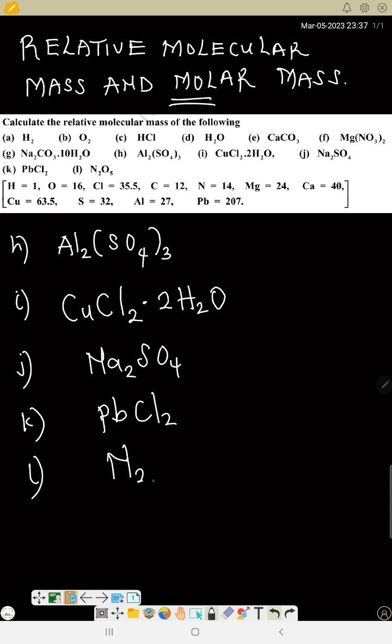Now this is non-metal and non-metal, so this is dinitrogen pentaoxide. So you can watch the video on naming again. So do all of these, and let me know your answers. Find the relative molecular mass and their molar mass.